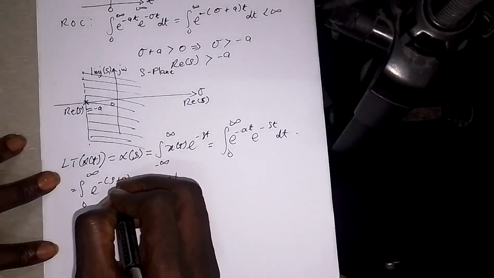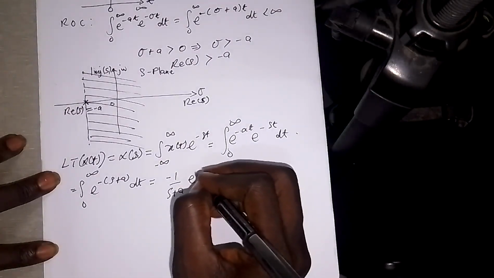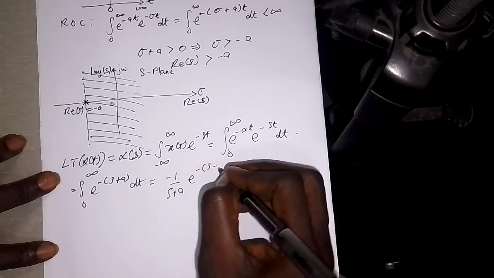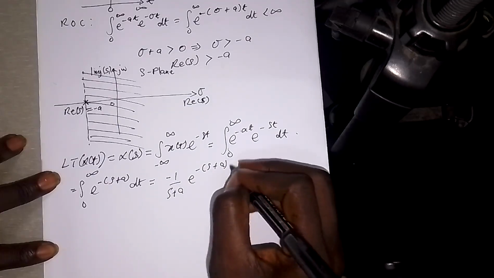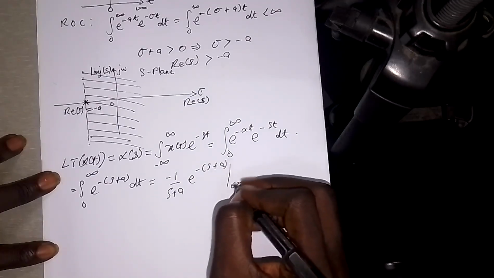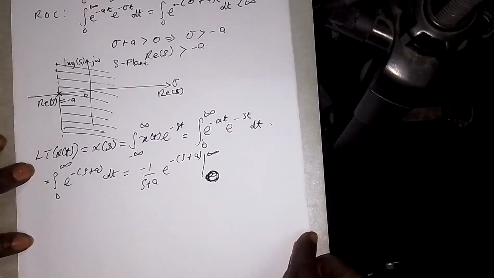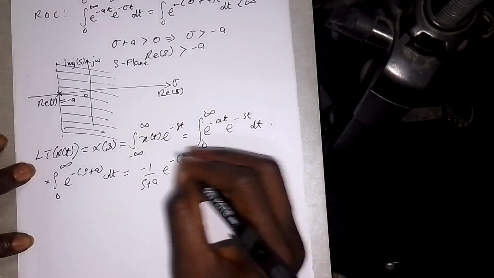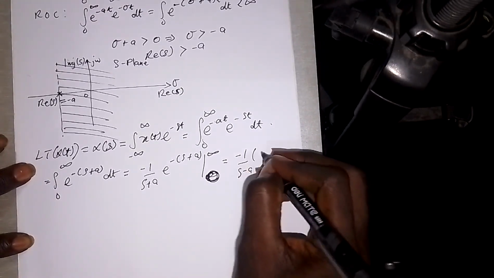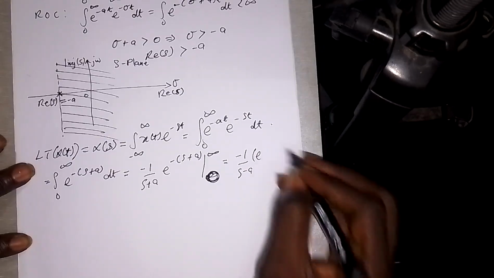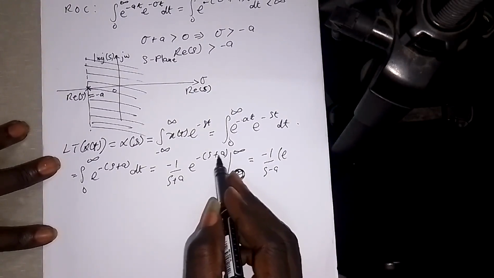So that means I must make this positive. So here it becomes e^(-(s+a)t), and the limits are 0 to infinity. So this will give me minus 1 over (s plus a) into e^(-(s+a)t), where here I'll have minus infinity. S plus a is positive here.